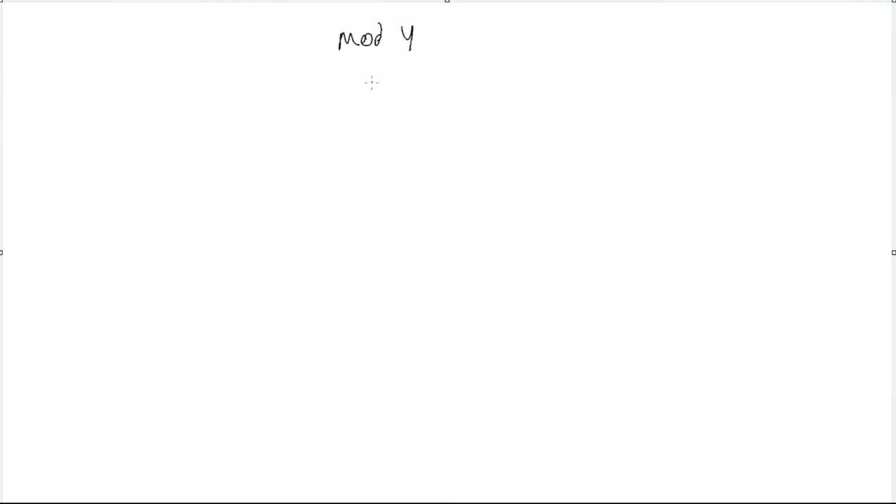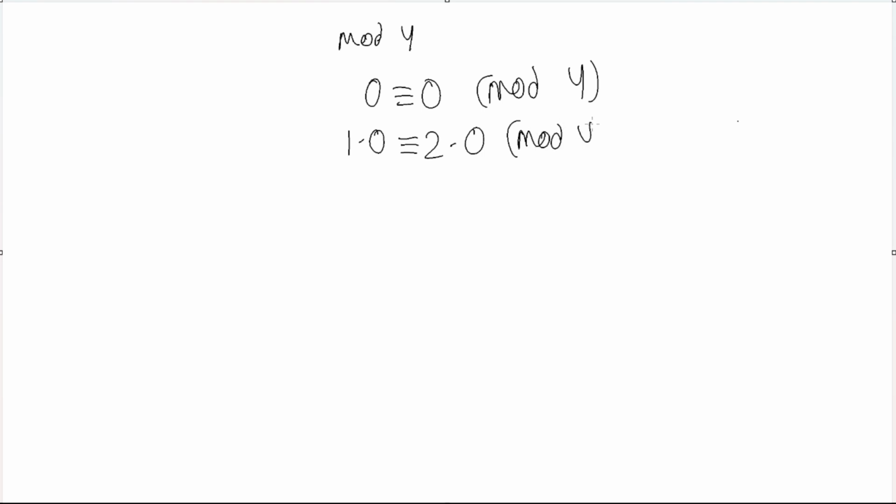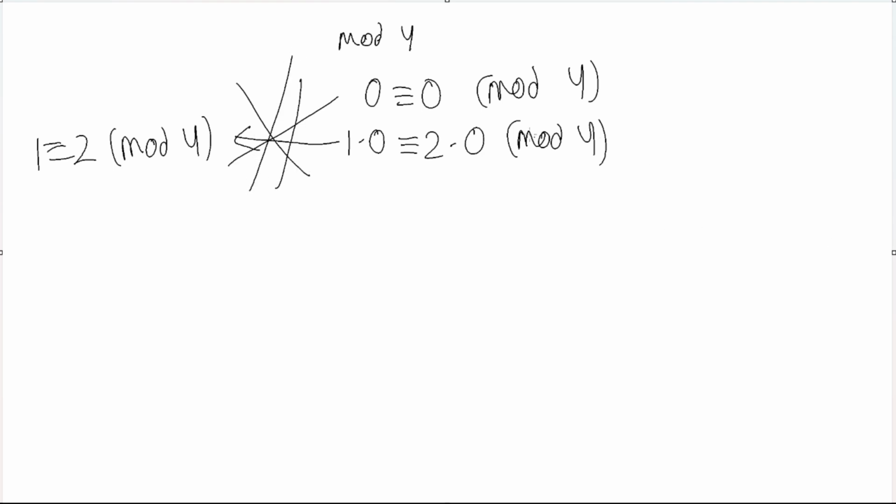Then we know that 0 is equivalent to 0 mod 4. But then this is also 1 times 0, because 1 times 0 is 0, is equivalent to 2 times 0 mod 4. And because we have 1 times 0 is equivalent to 2 times 0, we cannot go backwards and say that 1 is equivalent to 2 mod 4. Like, we can't go this way, because, of course, these two are not equivalent. One has a remainder of 1, and the other has a remainder of 2.